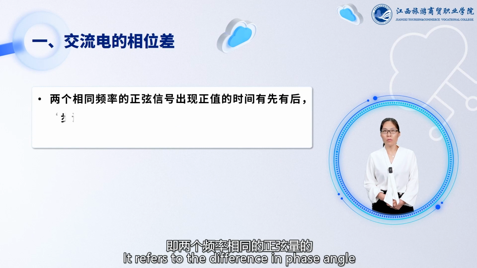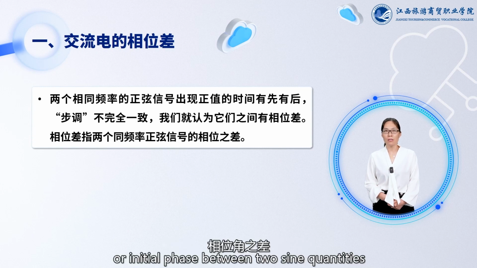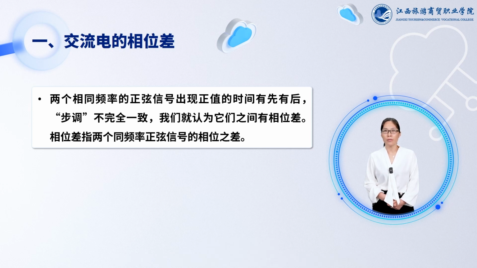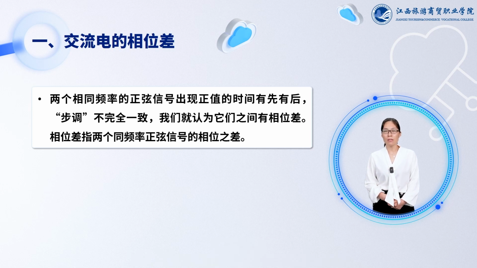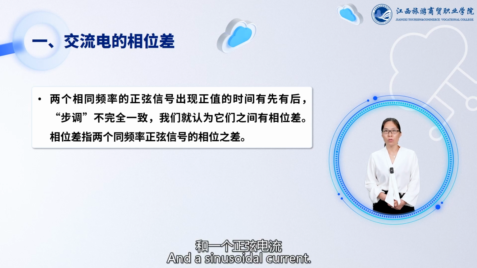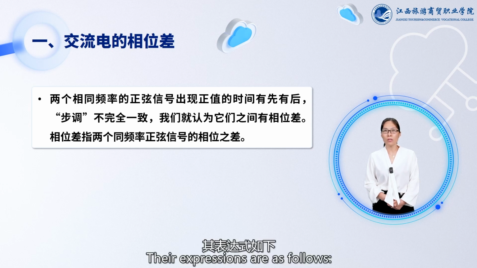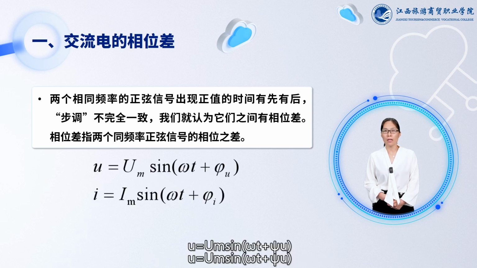It refers to the difference in phase angle, or initial phase between 2 sine quantities with the same frequency. This is known as the phase difference. Here is the sine voltage and the sinusoidal current. Their expressions are as follows. u equals Um sine of omega t plus phi u. i equals Im sine of omega t plus phi i.